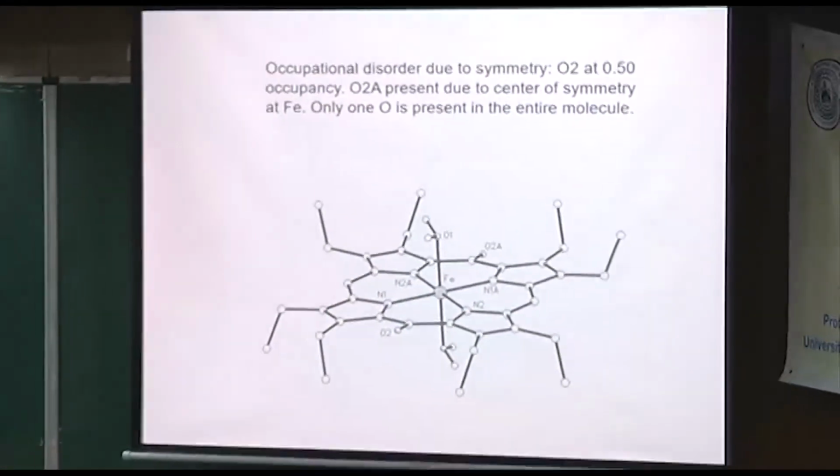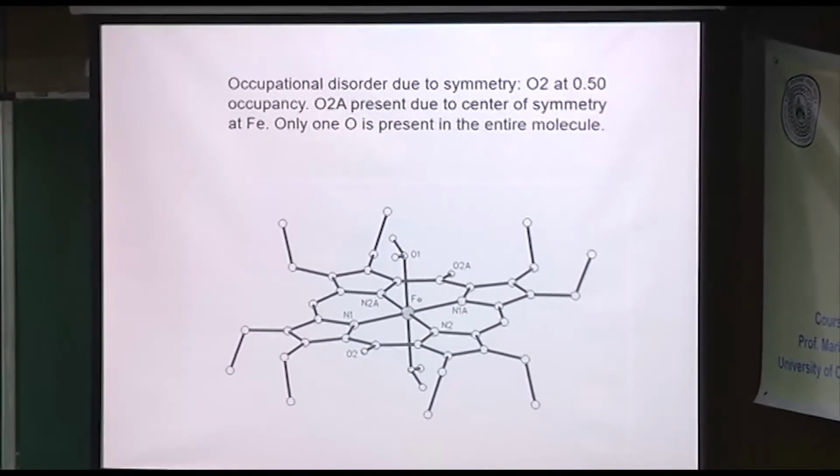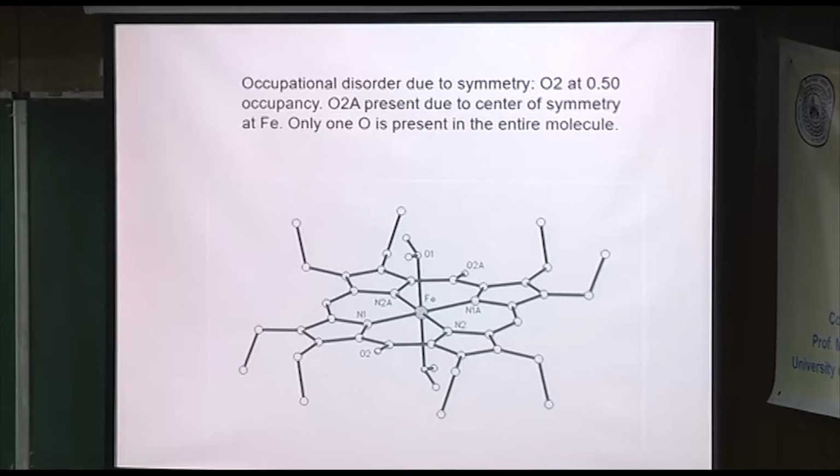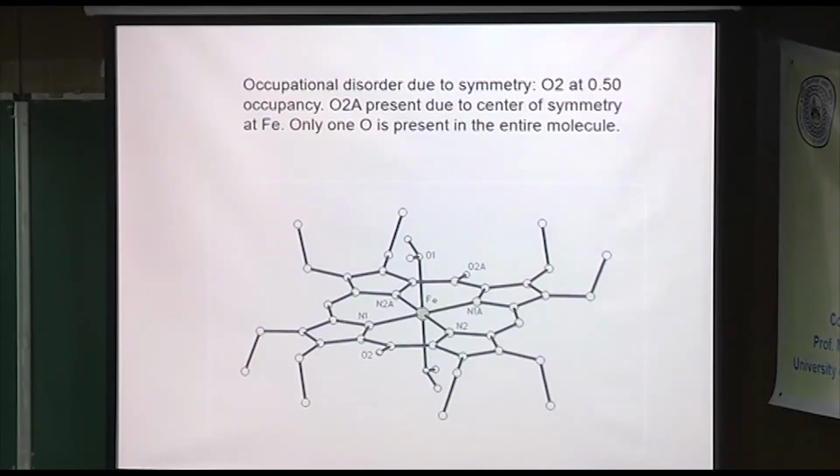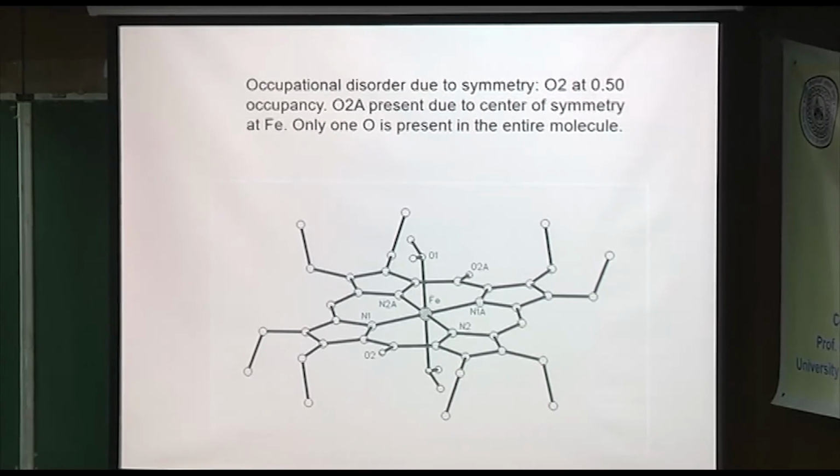So occupational disorder is very common when you have, let's say, high symmetry and the atoms can't decide whether to go on the top side or the bottom side. This was just a very simple example where you have an iron porphyrin with a water in the axial site. Because there's a center of inversion on the iron, the water can be at either side, but it can't be simultaneously at both sides. However, by the symmetry operations, it's going to put it on both sides.